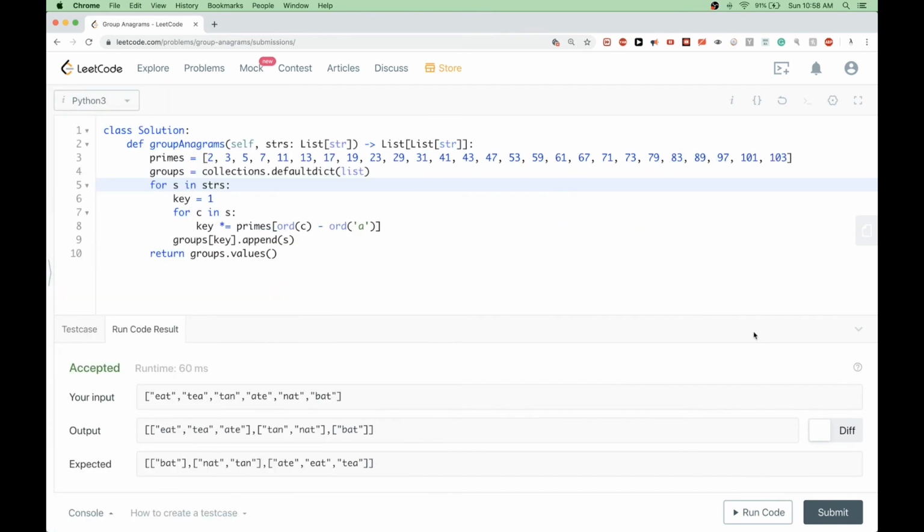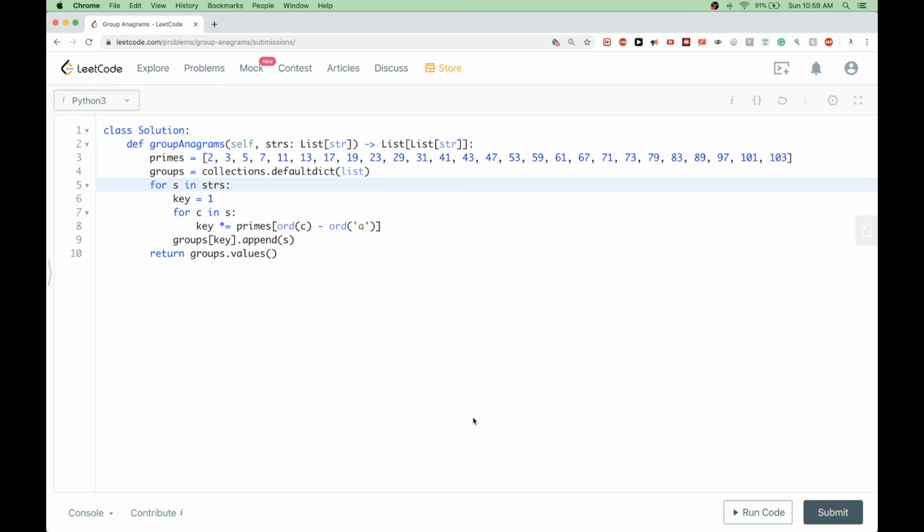Okay, so these are the different ways you can solve this problem, and all boil down to the same thing: having a key that is unique per anagram, and putting all the values on that key, and at the end just returning the values of that. Yeah, so that's it for this solution.